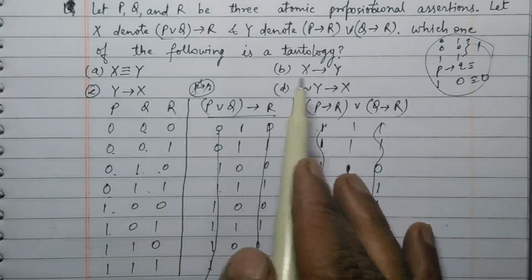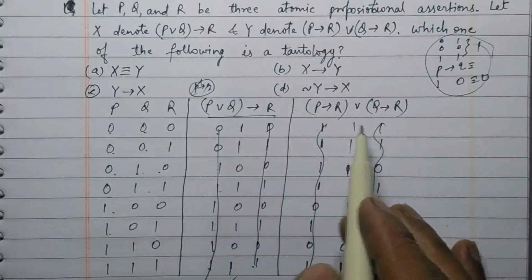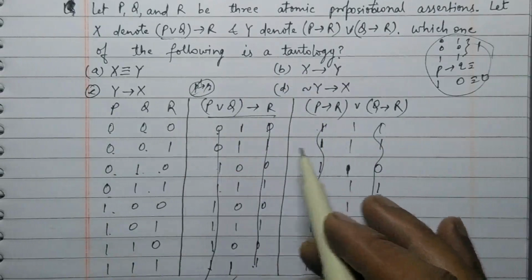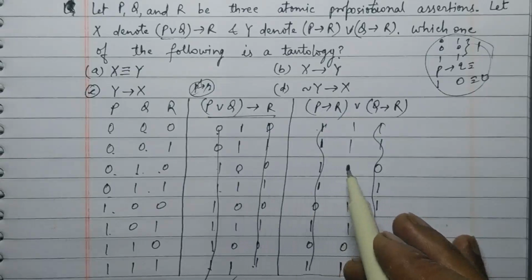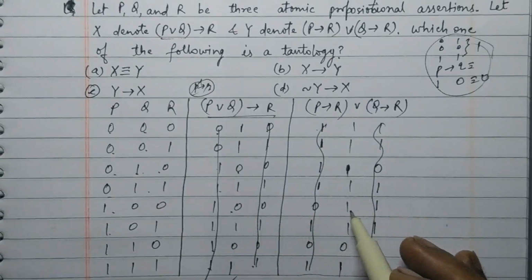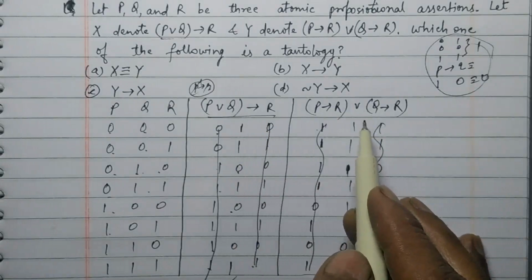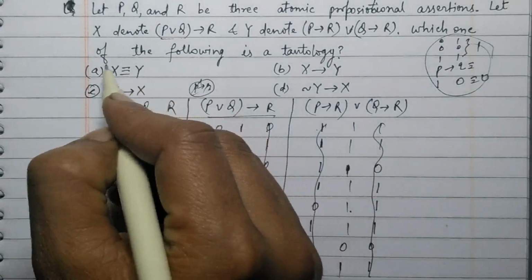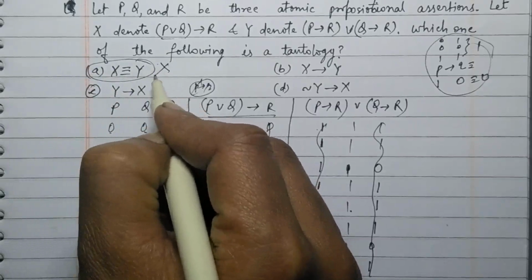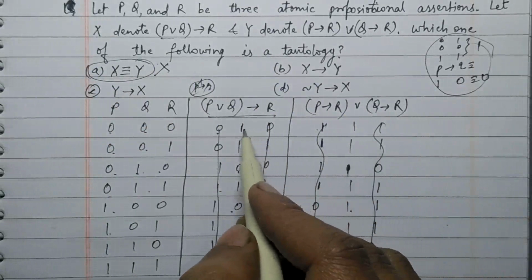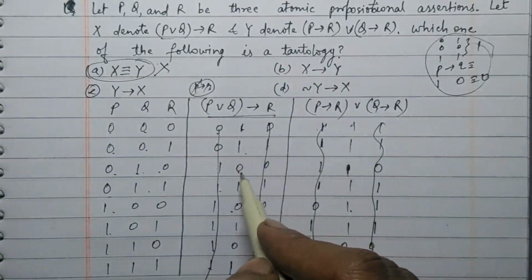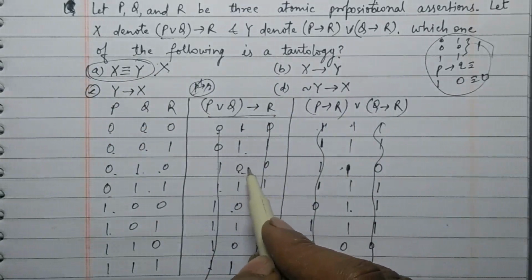If you see carefully, which is a tautology, it can be clearly seen that x is not equivalent to y. Here it is 0, here it is 1. Here it is 0, here it is 1. So x is not equivalent to y, so option A is wrong. Option A is wrong. You can look at this place.